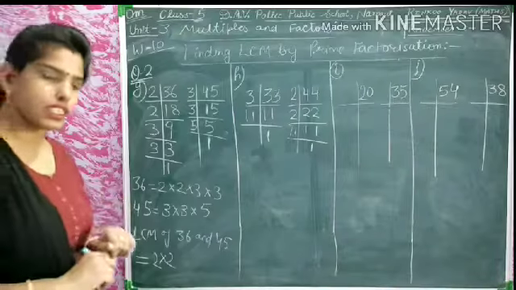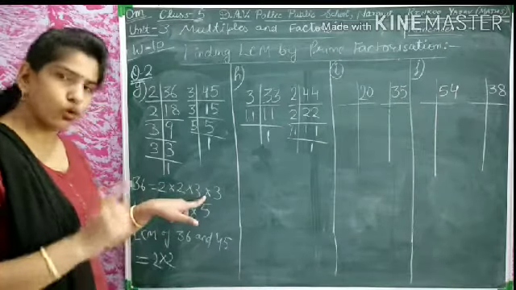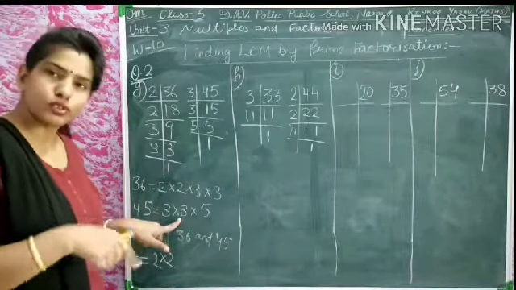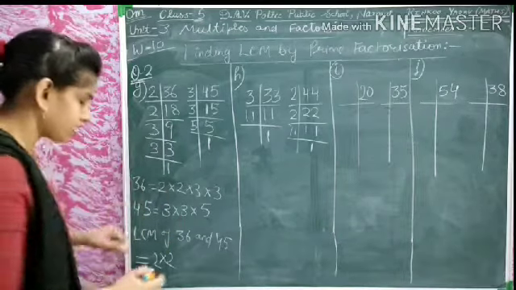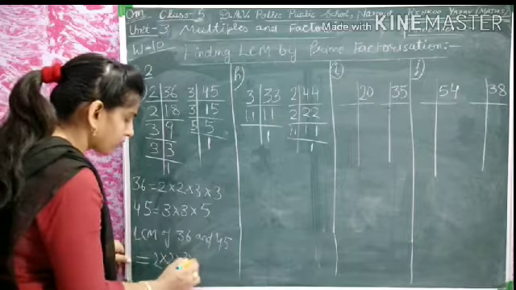Is it clear? Now check 3. There is 3 also 2 times. So the maximum number of times 3 occurs is 2 times. So write down here 3 as 2 times.